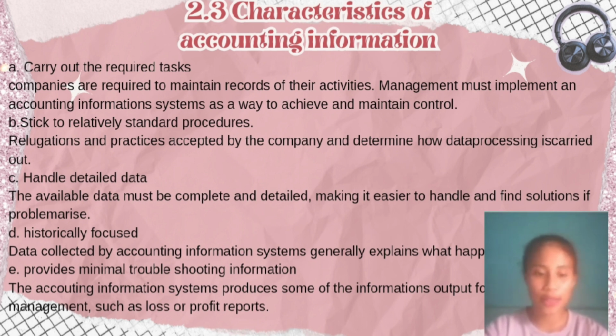Information technology in accounting has the following characteristics. The first, carry out the required tasks. Companies are required to maintain records of their activities. Management must implement an accounting information system as a way to achieve and maintain control. The second, stick to relatively standard procedures. Regulations and practices set by the company determine how data processing is carried out.